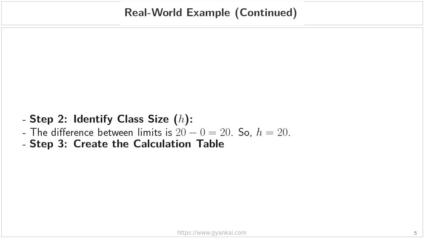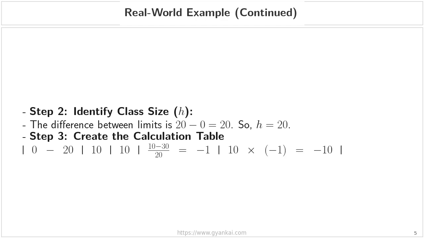Next, we move to step 3, where we construct our calculation table. This is the most critical part of the process, as it organizes all our data for the final formula. Let's look at the columns. We already have our class intervals, our frequencies, and our class marks from the previous slide. Now, we add a new column for our step deviations, which we call u sub i, as we discussed in the formula on slide 2. We calculate this by taking the class mark, subtracting our assumed mean of 30, and then dividing the whole thing by our class size, which is 20.